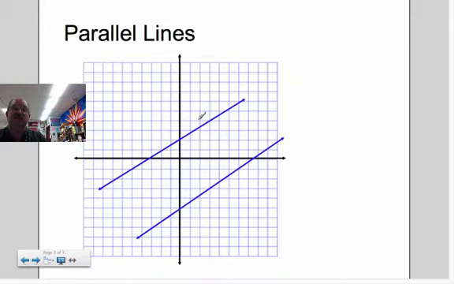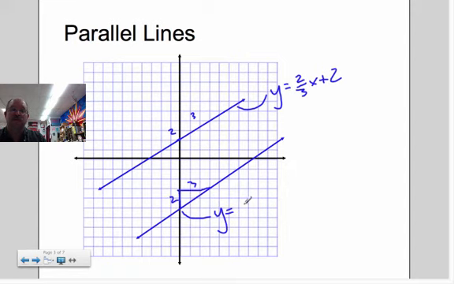Let's look at this equation right here. This equation has an intercept of 2, and then it appears to have a slope of up 2 and over 3. So if I were to write that equation, it would be y equals 2/3 x plus 2. Let's look at this equation. The intercept is negative 5. Slope, a rise of 2 and a run of 3. So this equation is y equals 2/3 x minus 5.